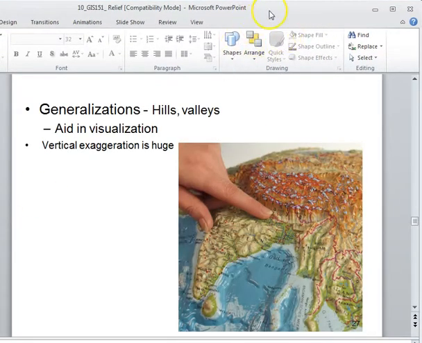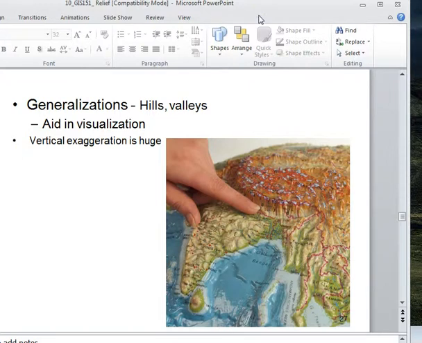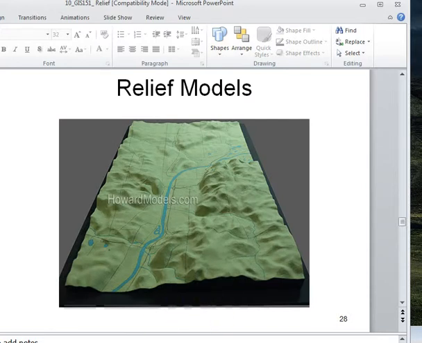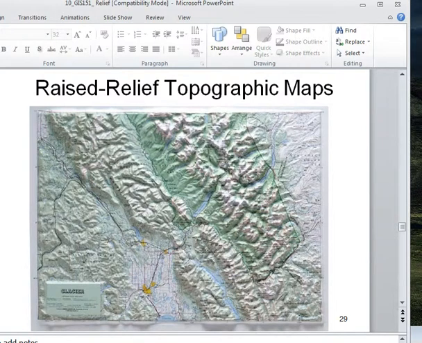So here is a raised relief that just kind of gives you a sense of this is way taller than that. On this globe, that raised relief is really exaggerated. Here's a relief model. I can't really tell you how much taller the valley is than the mountains. I could maybe say 50% taller, but I don't have any real numbers with relative relief. Here's a nice one where they've combined contour lines on top of a raised relief map. And so that gives you both aspects.